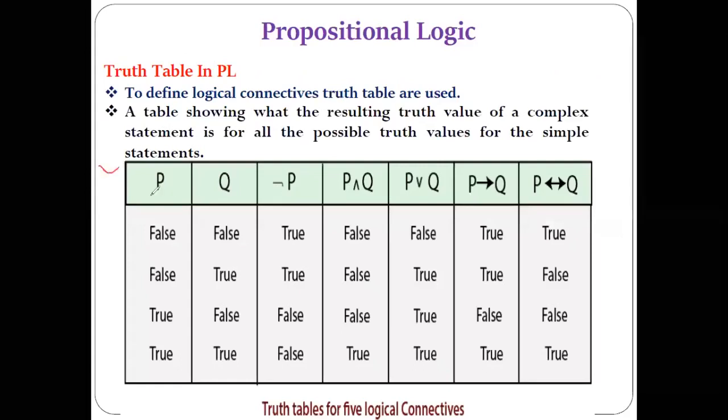You can see here P, Q, and for example, suppose we want P and Q. Now, you can see here, as I mentioned in the meaning of that connective table, P and Q is true only when both are true. Here you can see.